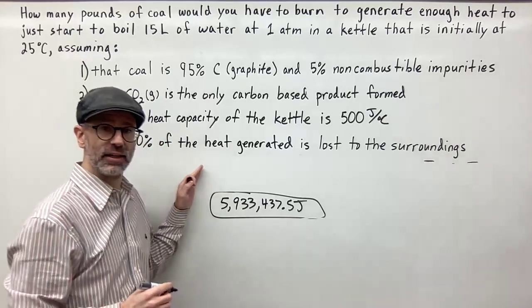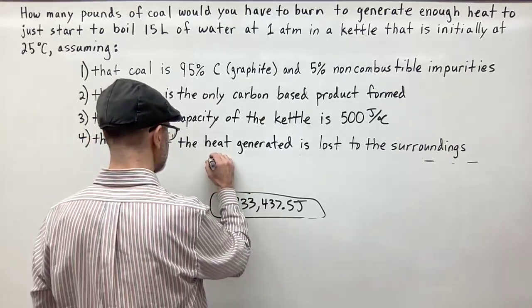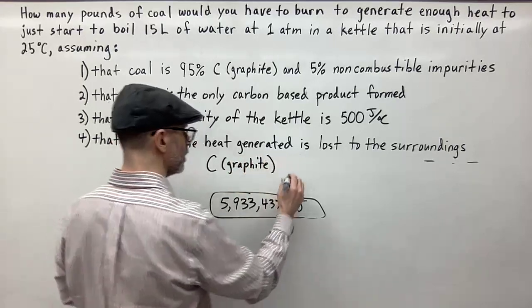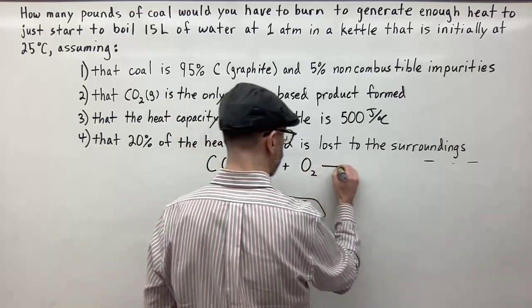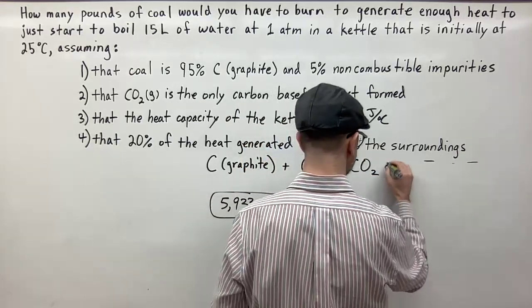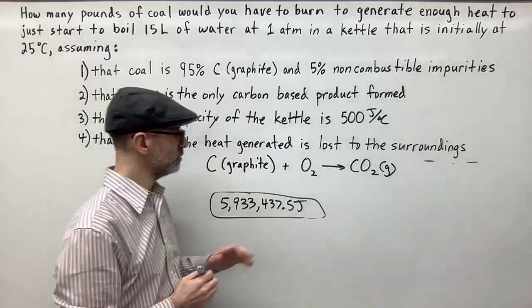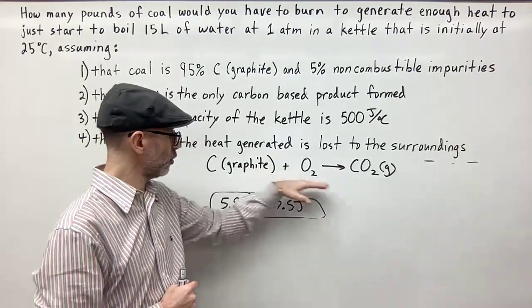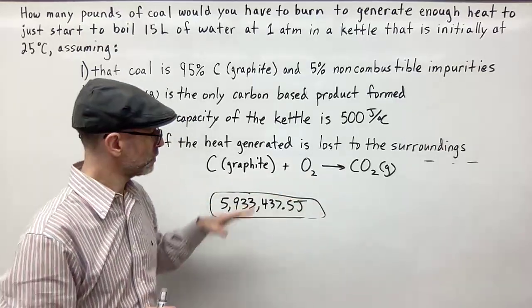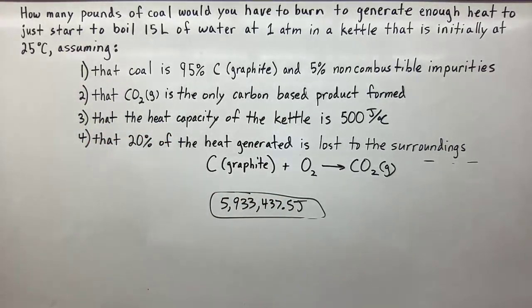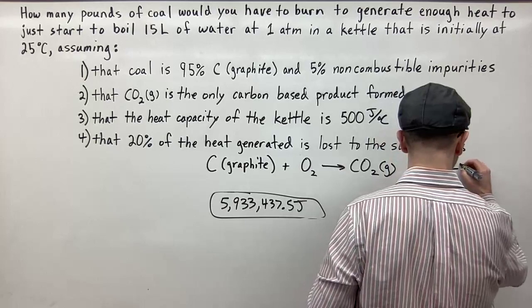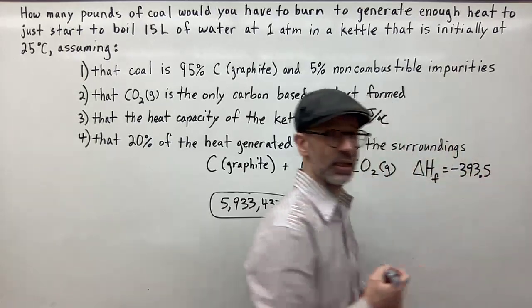So we can write a balanced equation. We're going to write a formation equation of carbon dioxide. So we have carbon in the form of graphite reacts with O2 to form CO2 gas. So there's our balanced equation. And so we need to know what the heat of reaction is, the heat of formation of CO2 when you're reacting it with the elements in their standard states. If we look that up in our table, we get negative 393.5. So the enthalpy of formation here is equal to negative 393.5 kilojoules.